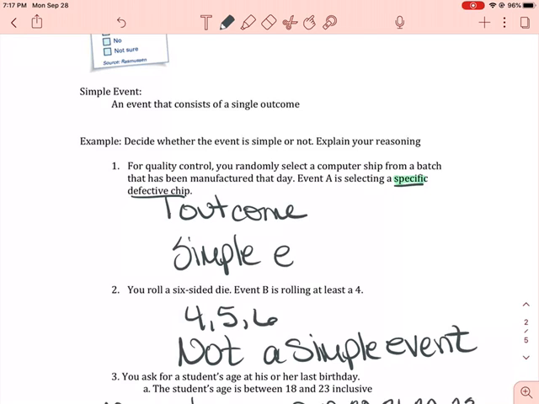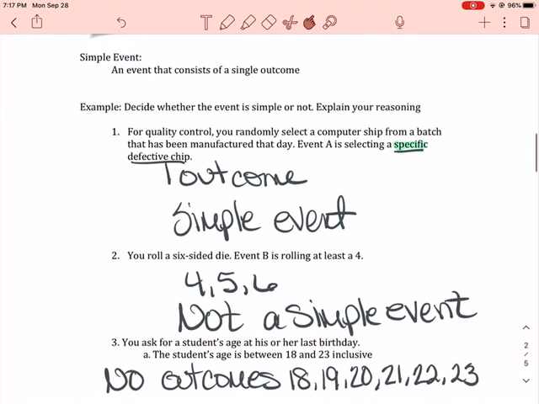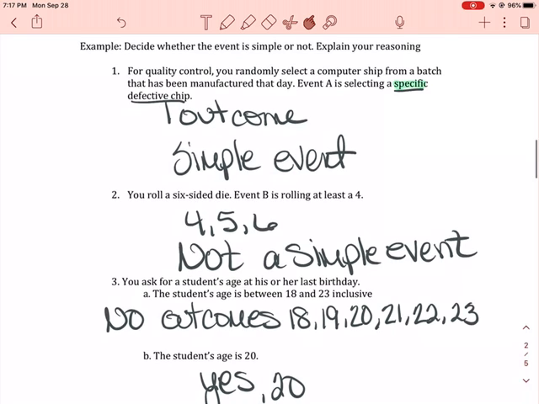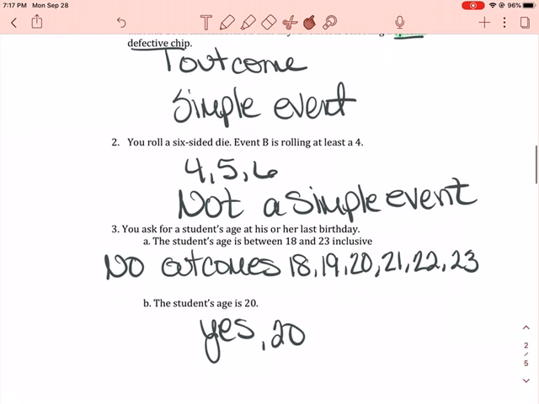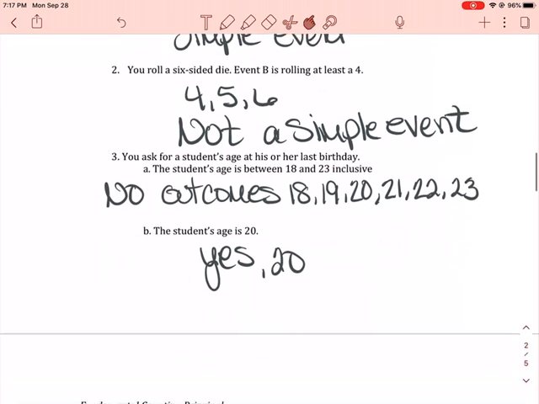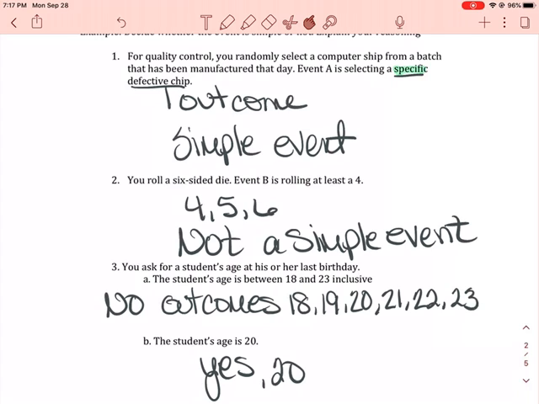Okay, this was a simple event. Pause the video and see if you can identify the next two as whether or not they're simple events. All right, let's see how you did. So A, I have no, because you can be 18, 19, 20, 21, 22, and 23. And then B, I have yes, because it's only 20. All right. Now, let me know if you have any questions.